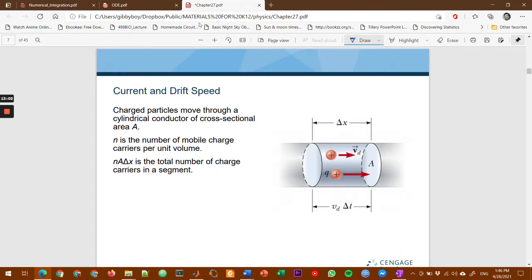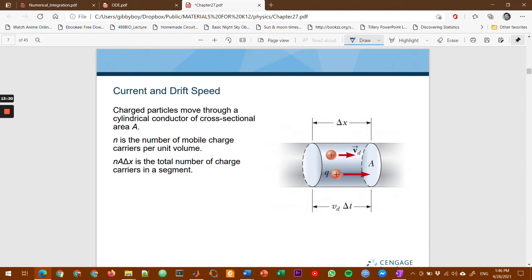So we can also talk about the current and the drift speed. Charged particles move through a cylindrical conductor with a cross-sectional area A. N is the number of mobile charge carriers per unit volume.